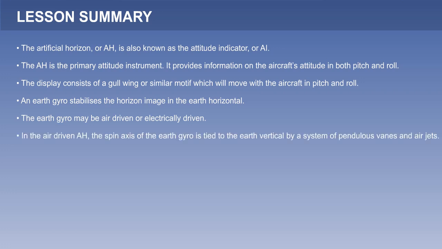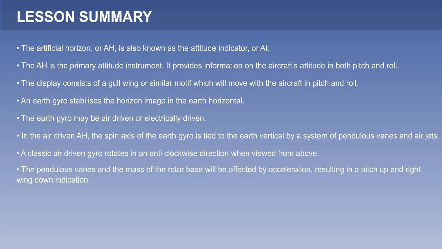In the air-driven artificial horizon, the spin axis of the Earth gyro is tied to the Earth vertical by a system of pendulous vanes and air jets. A classic air-driven gyro rotates in an anti-clockwise direction when viewed from above. The pendulous vanes and the mass of the rotor base will be affected by acceleration, resulting in a pitch up and right wing down indication. A pitch up and right wing down indication due to acceleration gives an erroneous indication of a climbing right turn.